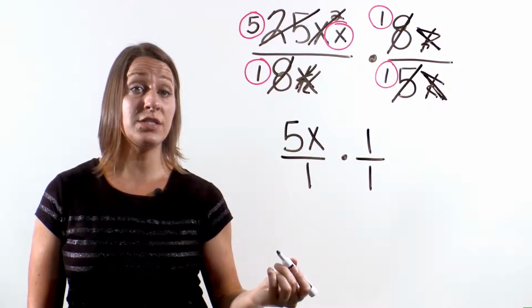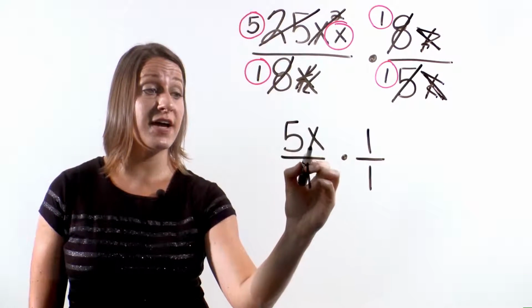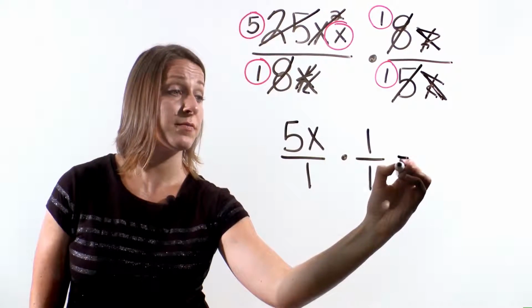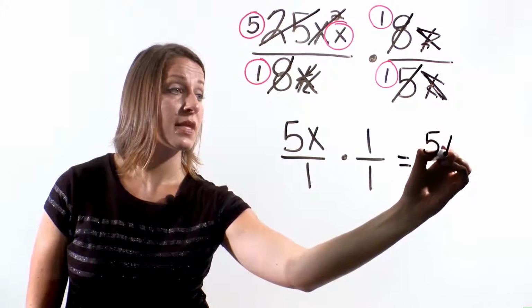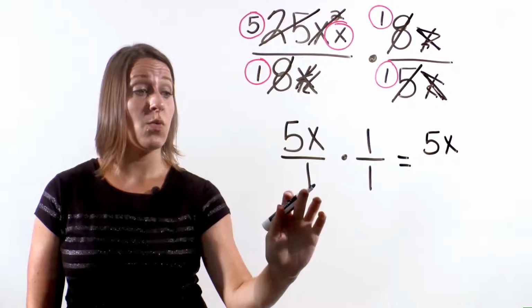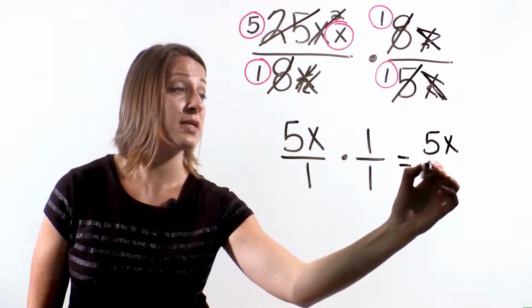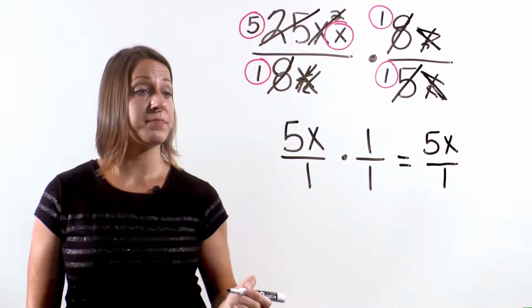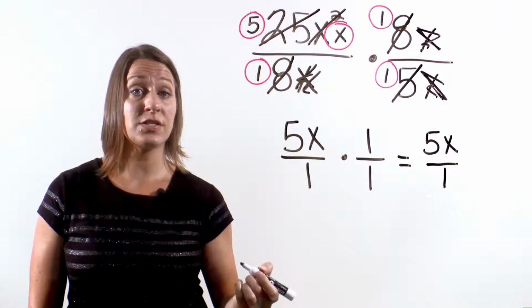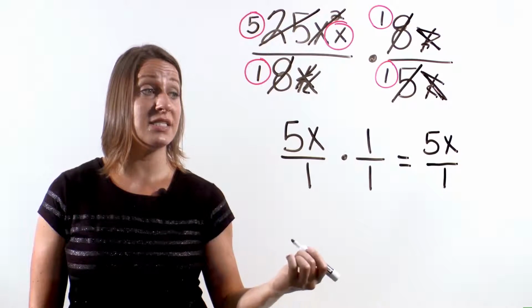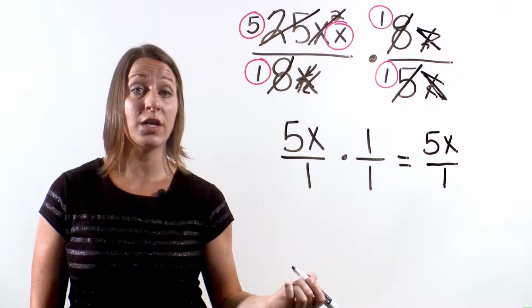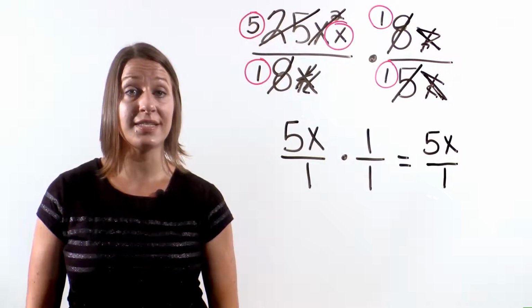We're going to multiply these two straight across. 5x times 1 is 5x. 1 times 1 is 1. So the final answer to this multiplication problem is 5x over 1, or just 5x.